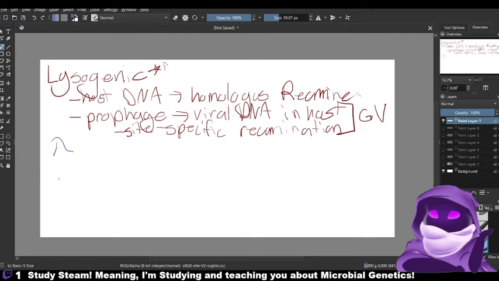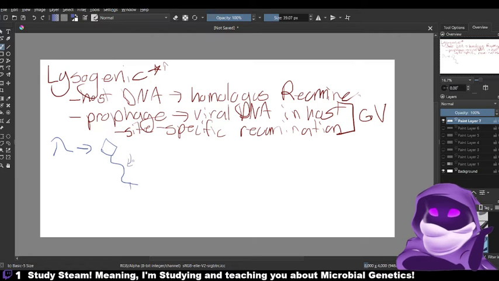Lambda, again, is only a kind of virus. It is not necessarily all lysogenic viruses, but this is the most studied lysogenic virus, therefore the one that they teach because they know the most about it. Instead of a squat little guy, we are going to be a cool siphophage. So we have a nice bendy tail. Bendy.